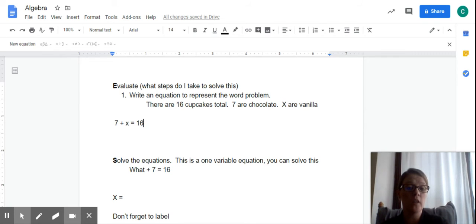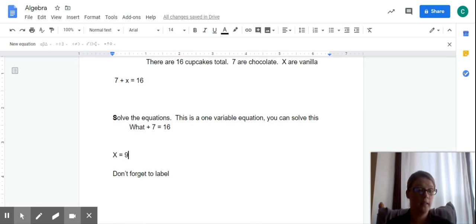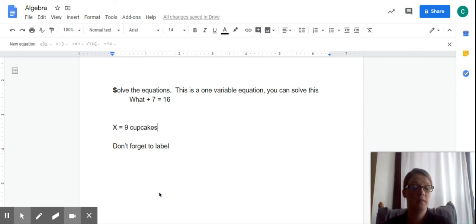Now we just solve the equation. This is a 1 variable equation. You can solve this. You know exactly how to do this. What plus 7 gives you 16? 9. And don't forget to label 9 what? 9 pineapples, tomatoes, oranges, cupcakes. Okay, so X equals 9 cupcakes.